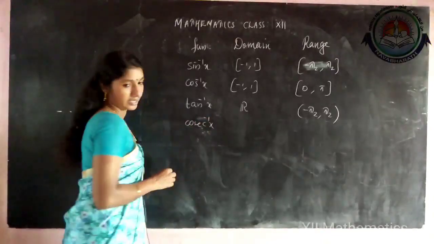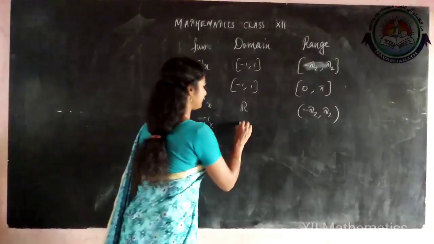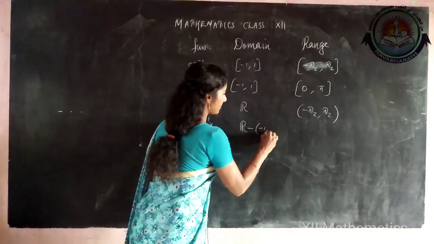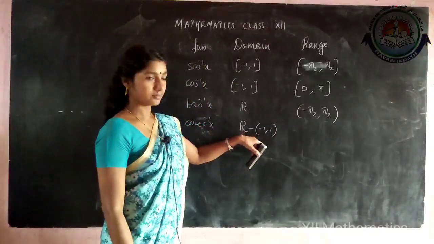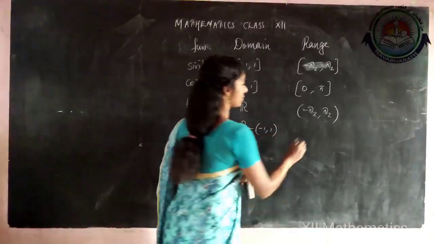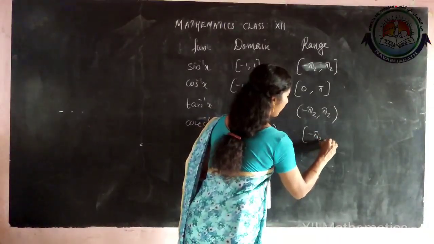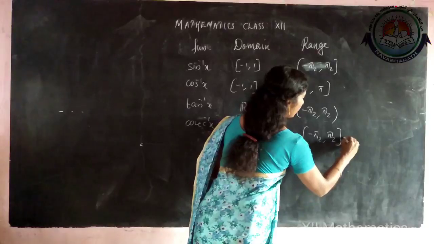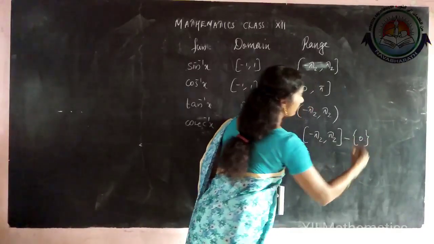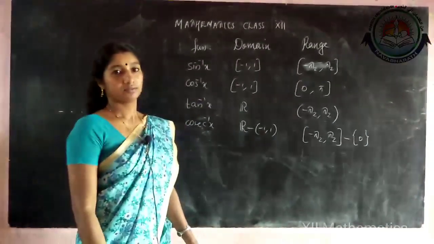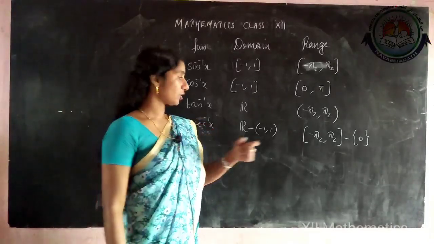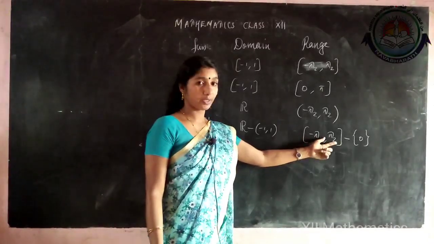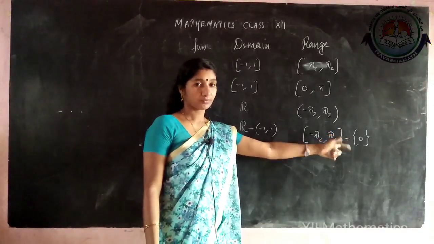Then cosec inverse of x. Cosec inverse of x is defined from R minus the open interval minus 1 to 1, which is the range set of cosec x, and the domain we will restrict to minus pi by 2 to pi by 2, but 0 is in that set, so we need to remove that one. Okay, cosec x, its restricted domain will be minus pi by 2 to pi by 2 minus 0.